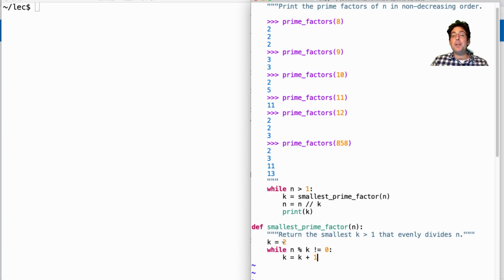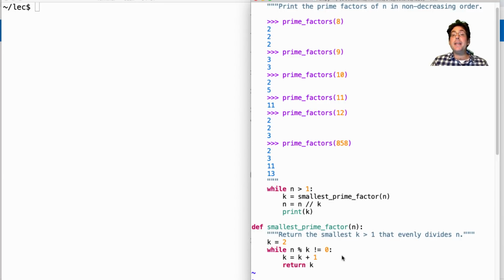And if I want to find the smallest one, well, I could start at 2 and then just work my way up. So this says try dividing by 2. If it doesn't work out, then add 1 to k. So then try dividing by 3. If that works out, then we return k.